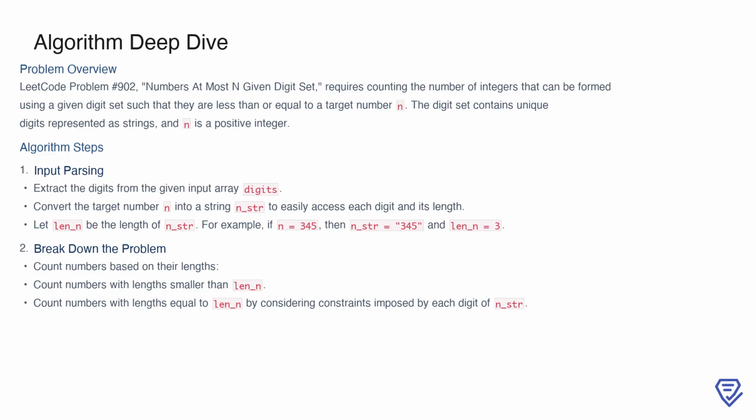With this setup, the problem can be broken down into two main parts. First, we count numbers with lengths smaller than len_n, as these automatically satisfy the condition of being less than n. Second, we handle numbers with lengths equal to len_n, where additional constraints come into play. For the latter, we must analyze each digit of n to ensure the numbers formed are valid and adhere to the restrictions imposed by n_str.